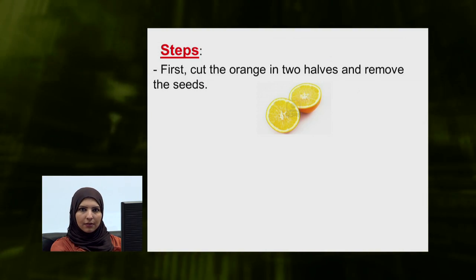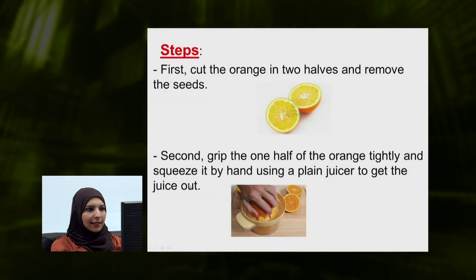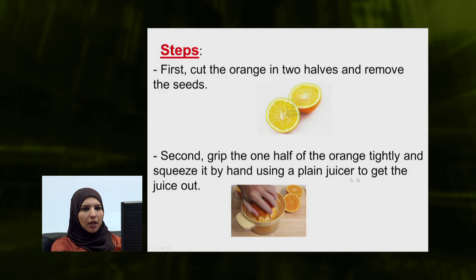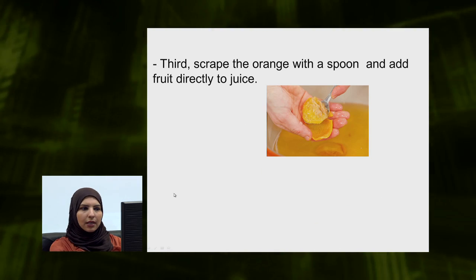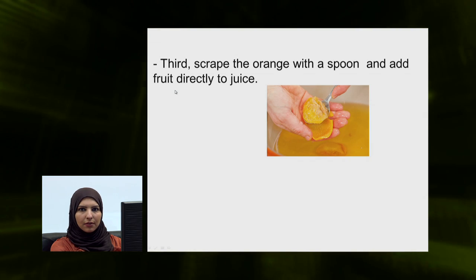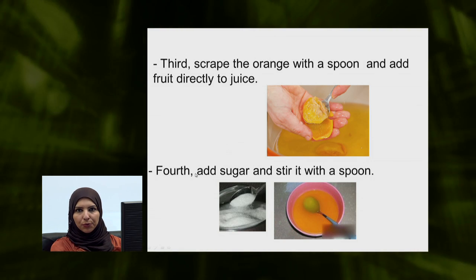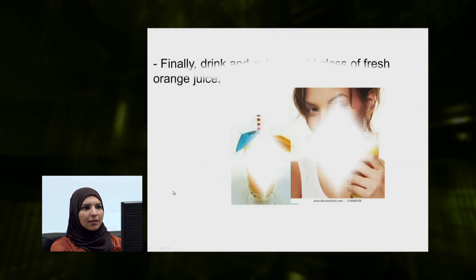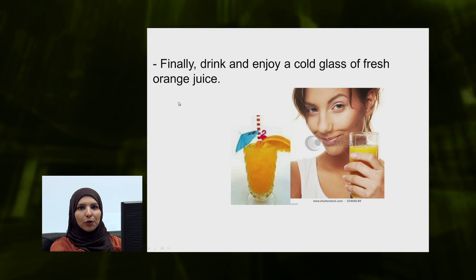The first step is, first, cut the orange into halves and remove the seeds. Second, grip one half of the orange tightly and squeeze it by hand using a plain juicer to get the juice out. Third, scrape the orange with a spoon and add fruit directly to the juice. Step number 4, add sugar and stir it with a spoon. The last step is, finally, drink and enjoy a cold glass of fresh orange juice.